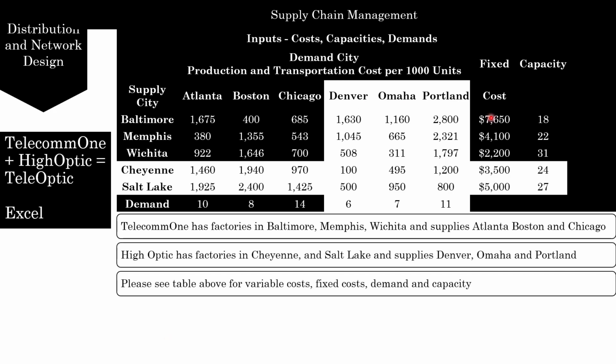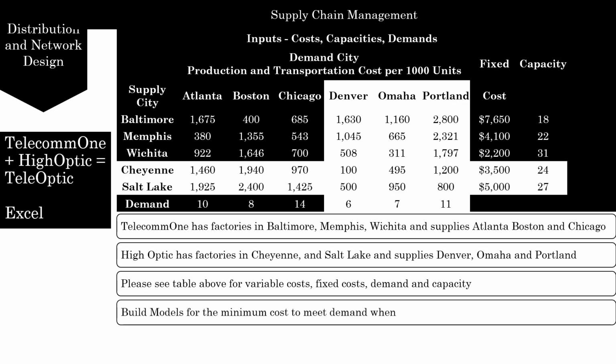And you have fixed costs here. Here's the capacity, here's the demand in each location, here's the production and transportation costs. And let's assume that at the start, these two companies are separate. They are operating separately, right? And so we're trying to figure out the minimum-cost way of allocating to the demand. So does Baltimore supply Atlanta, supply Boston, etc.?